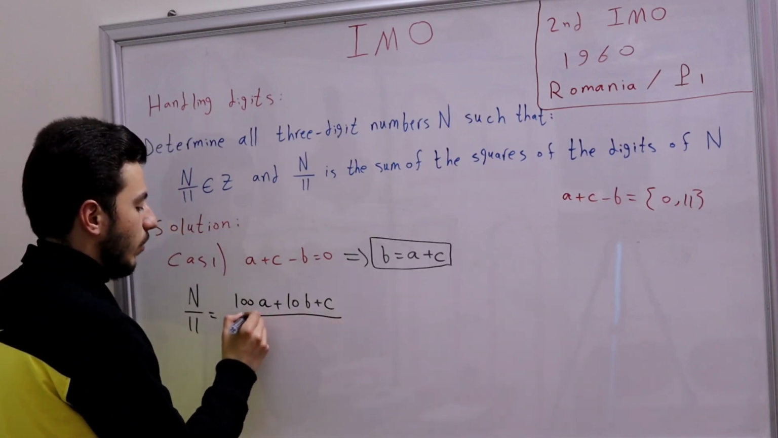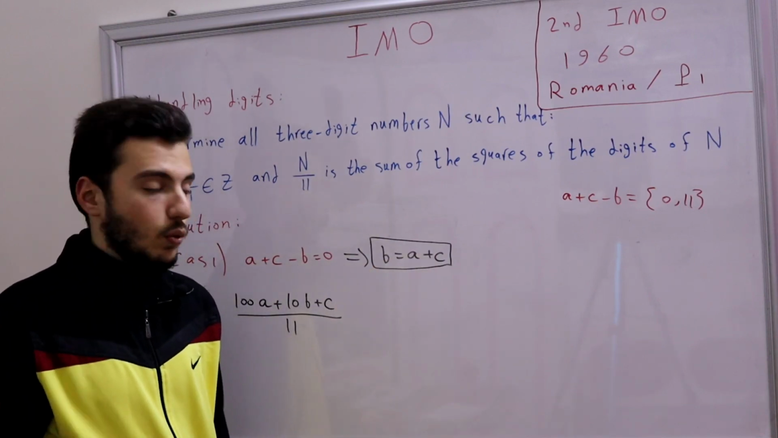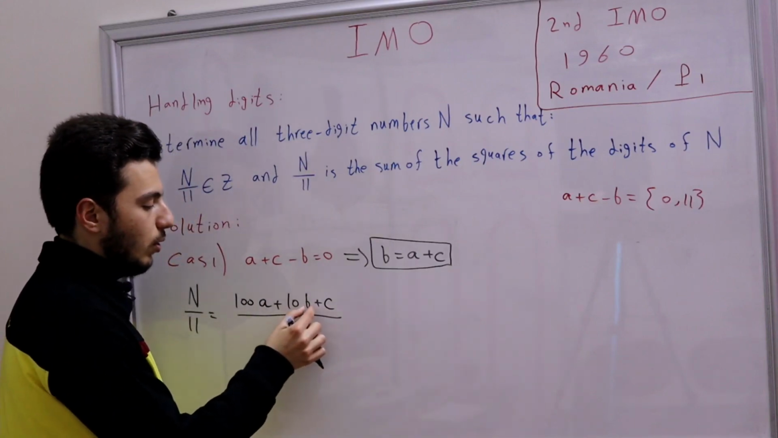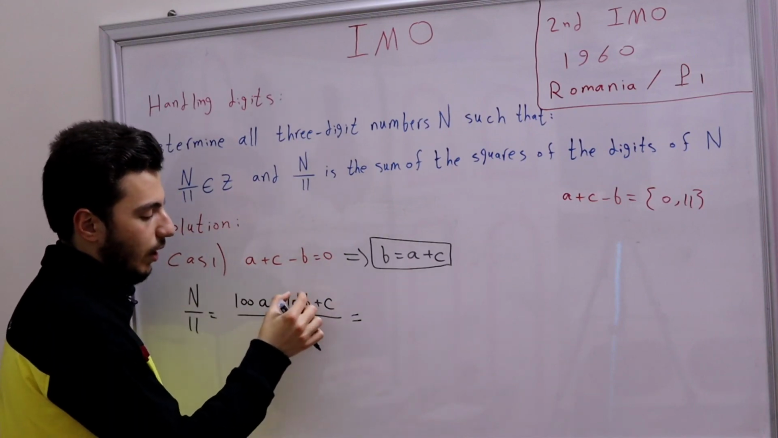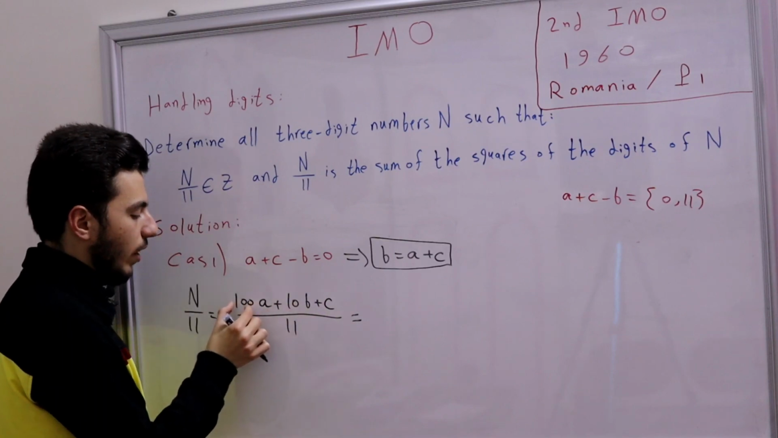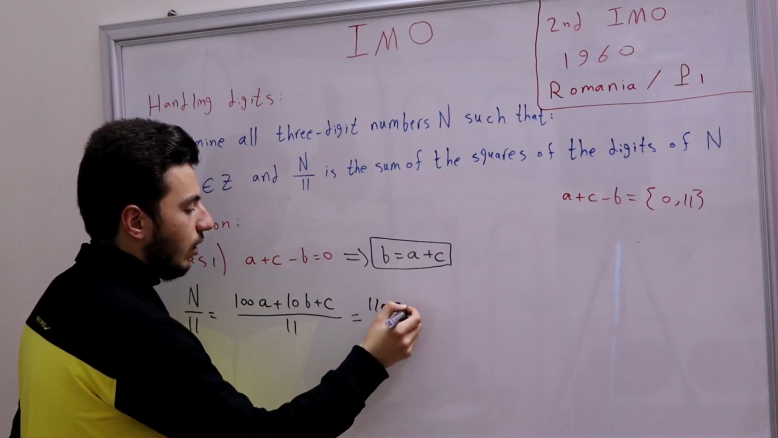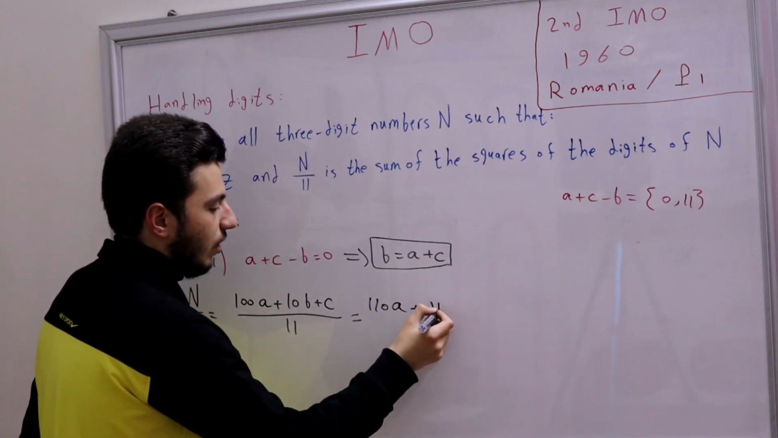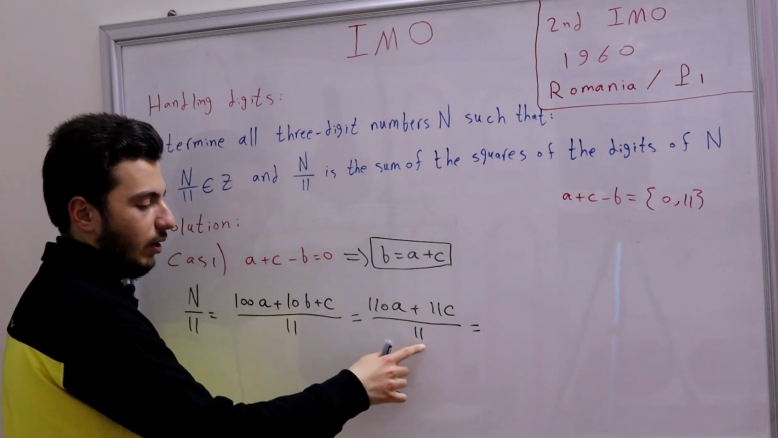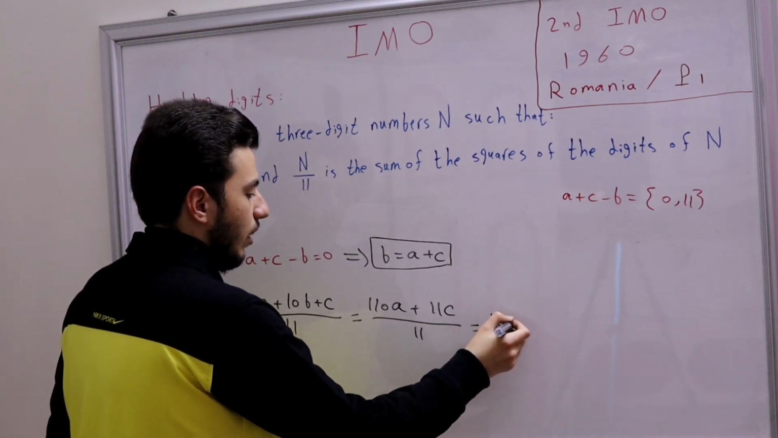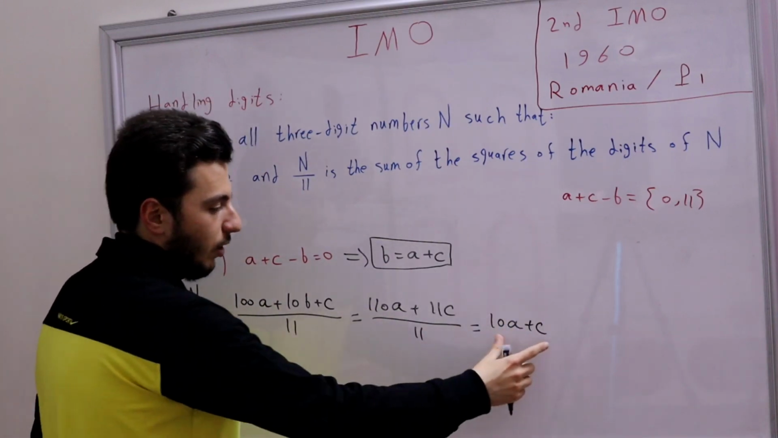Okay, and we will simply divide this by 11. But remember, what is B? B is A plus C. So it makes sense to substitute B with A plus C. Okay, so let's actually substitute B with A plus C. That means that here, instead of 100, we have 110A plus 11C divided by 11. And of course, you can see that we can immediately divide by 11. That will be just simply 10A plus C. Great. So that means that n divided by 11 is simply 10A plus C.